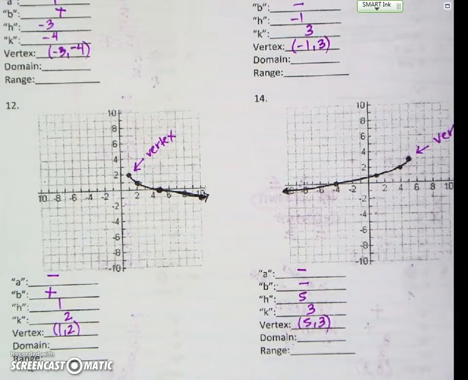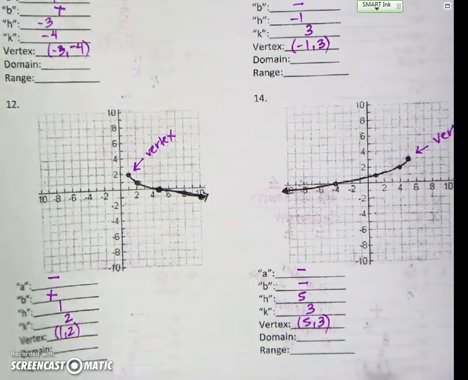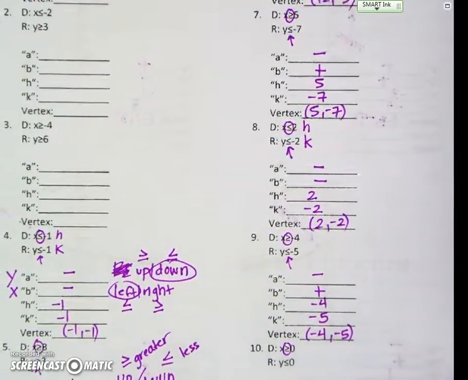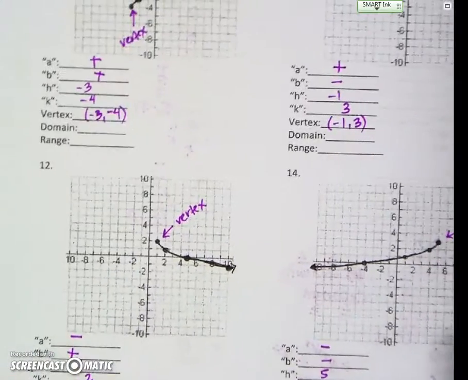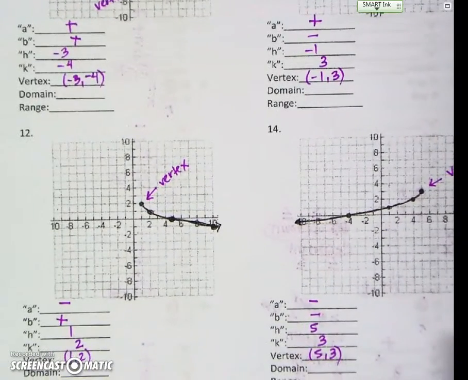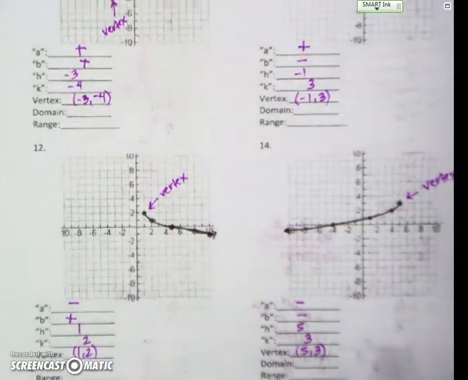Okay. Do you guys have any questions on this? Okay, and then the very last part, we finished all of the front. Now on the back part, this is where the tricky part comes in. You have to figure out what your domain and range are.